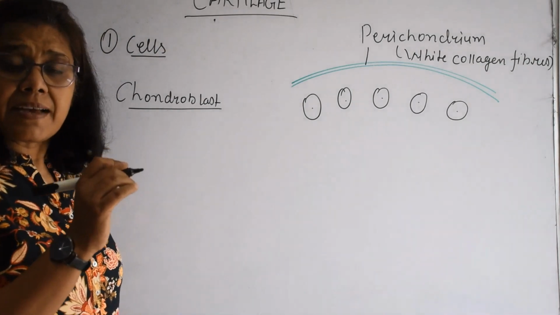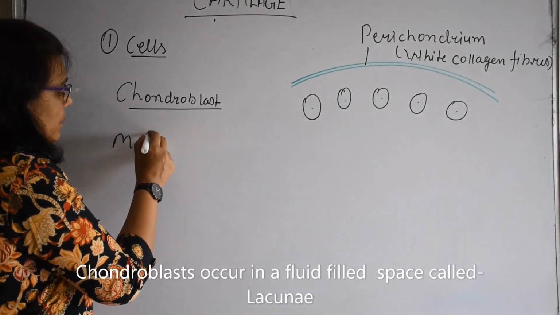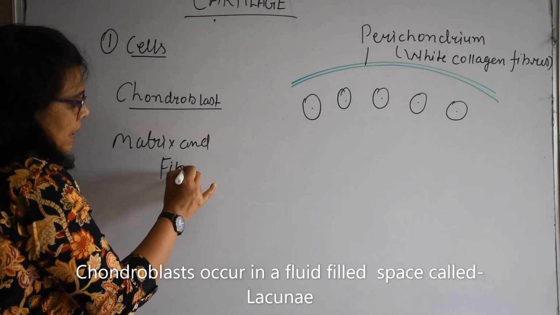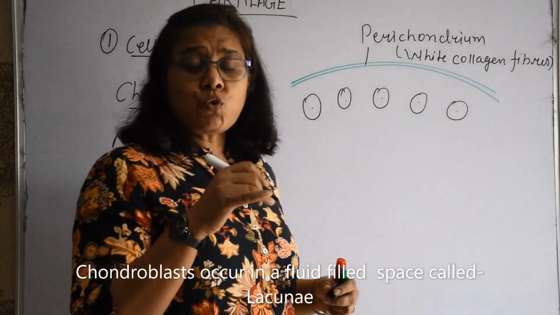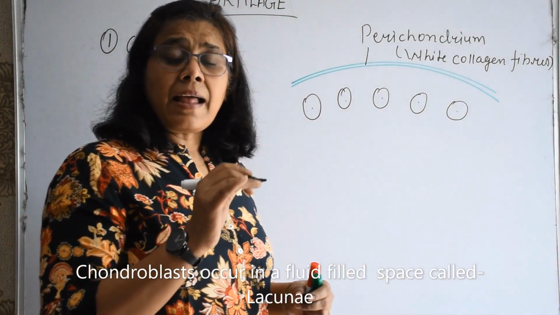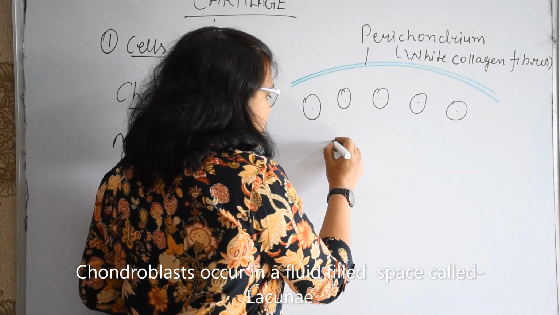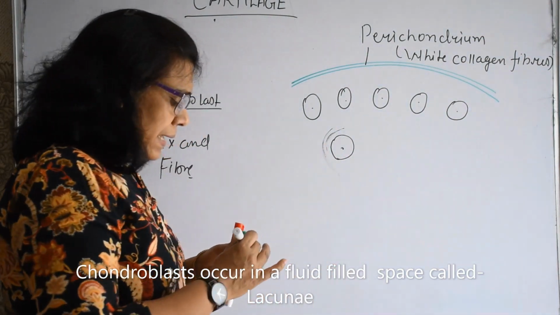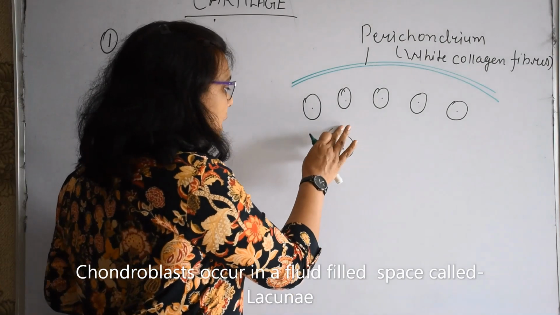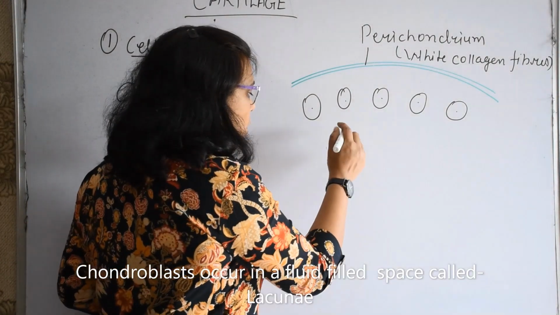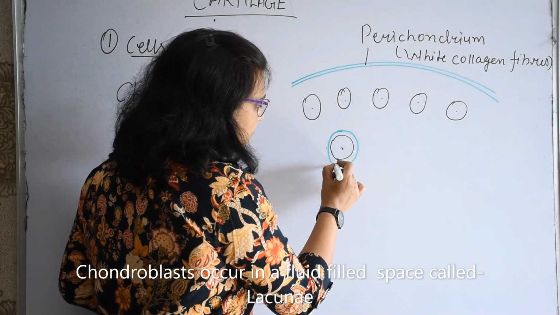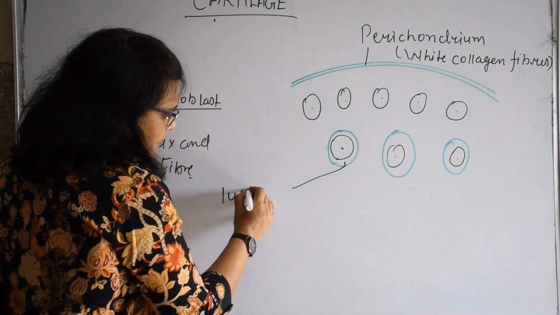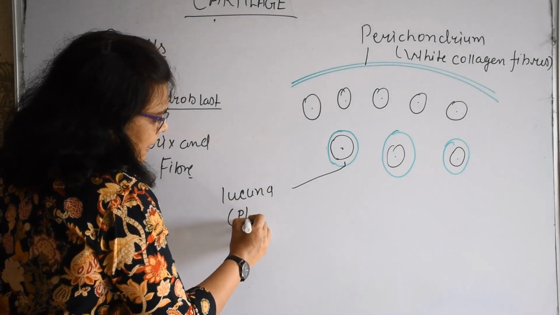They synthesize matrix and fibers, and they get trapped in a fluid filled space, and that is called lacuna. So this cell gets trapped in a fluid filled space, and that space is called lacuna. This space is lacuna, and the plural will be lacunae.